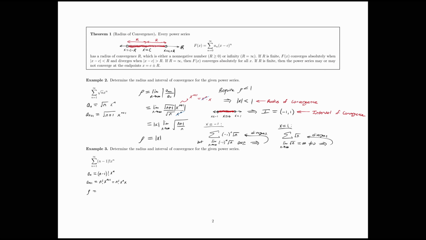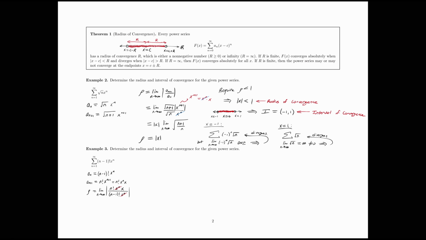So for the ratio test, our ratio rho is the limit as n goes to infinity of the absolute value of a sub n plus 1, which is n factorial x to the n times x, all over a sub n, which is n minus 1 factorial x to the n, absolute value. The x to the n's cancel. Oops, I wrote an n, but this should be an x. My bad. There we go.